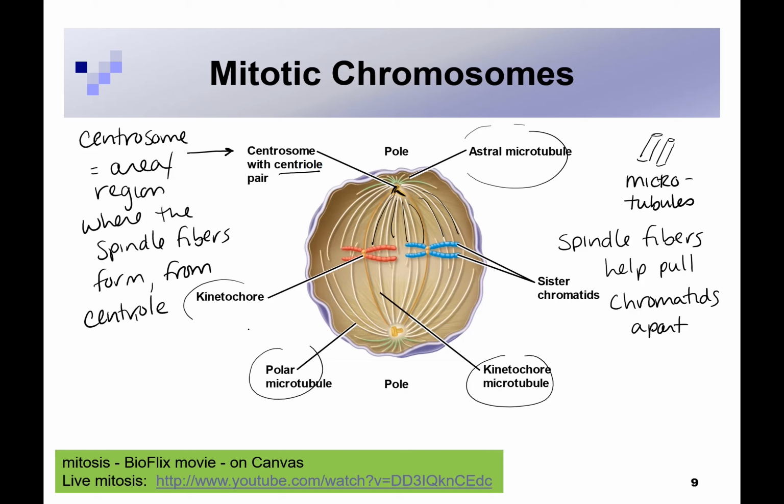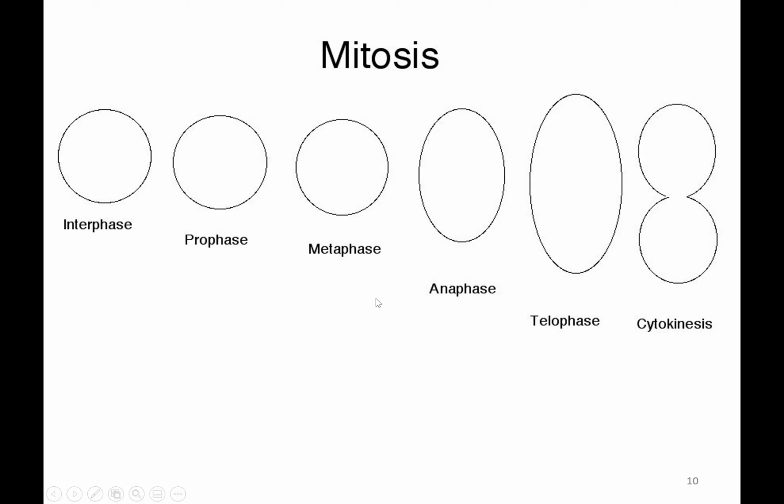So they connect to that kinetochore, and during cell division, you're going to see movement. They're going to pull those sisters apart to opposite ends of the cell. All right, so you know about the chromosomes, you know about some of these technical terms. Let's look at mitosis.